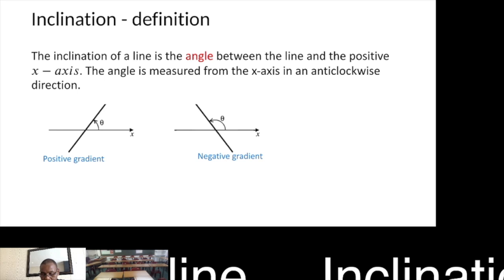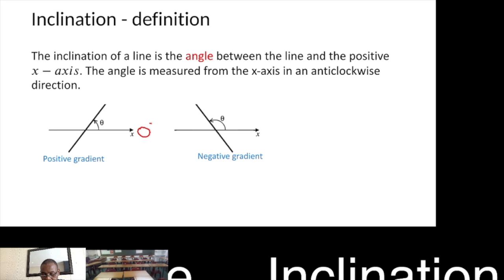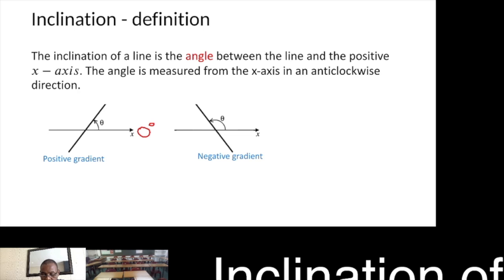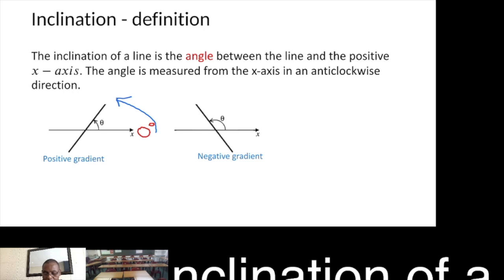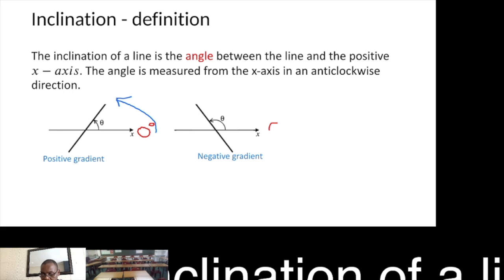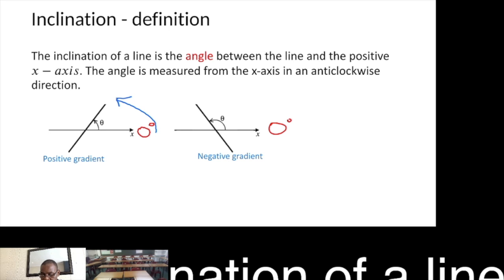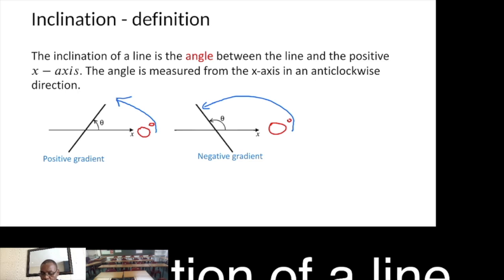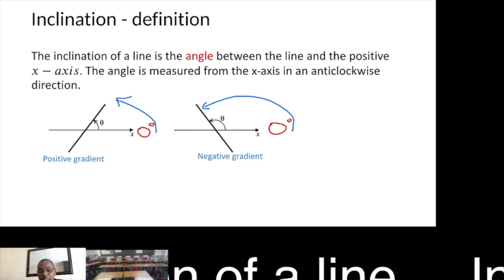Remember that we measure angles starting from 0 degrees. So your x-axis is at 0 degrees. And to measure the angle of inclination, you're going to measure from 0 degrees in an anti-clockwise direction. That is how we get theta for the first part there. Similarly, for this one here, the x-axis is at 0 degrees, and we are measuring anti-clockwise until we get to the line. So we need to rotate through that angle of theta degrees.